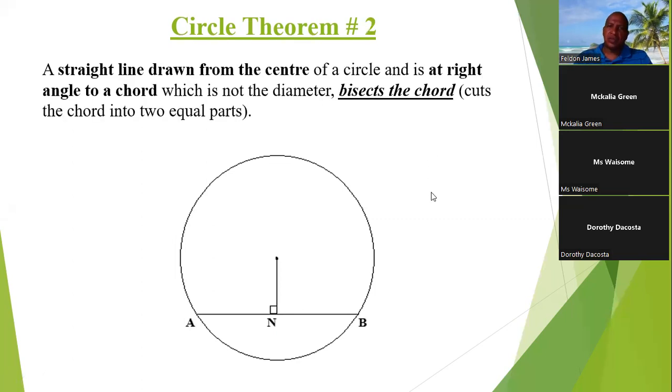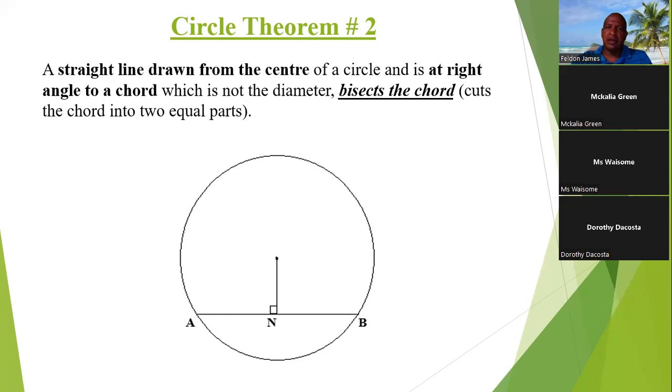Now, theorem 2, somewhat looking like theorem 1, but they are very different. A straight line drawn from the center of the circle and at right angle to a chord, which is not the diameter, bisects the chord. That means it cuts it into two equal parts.